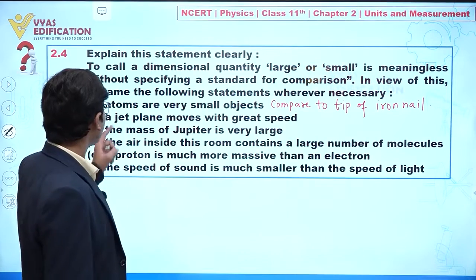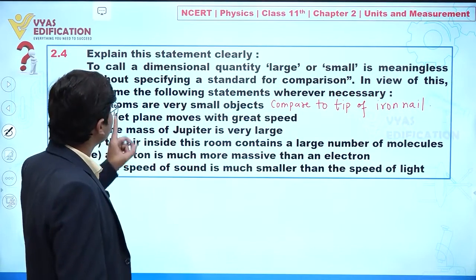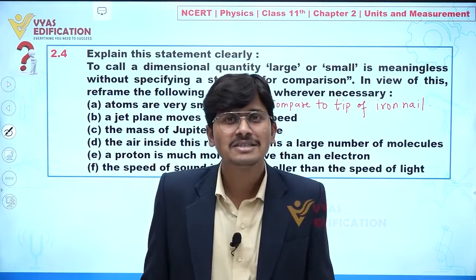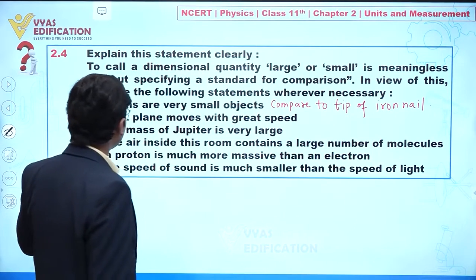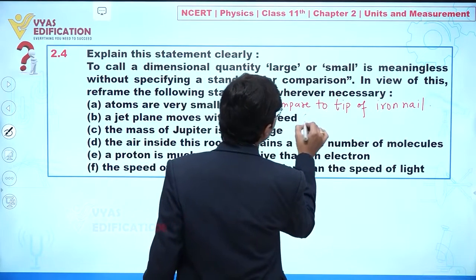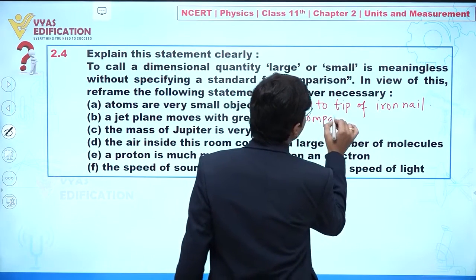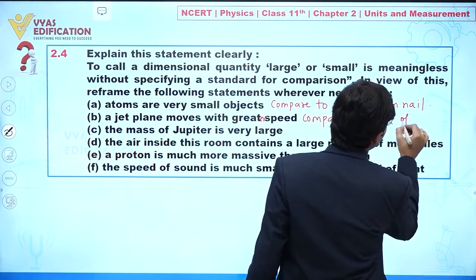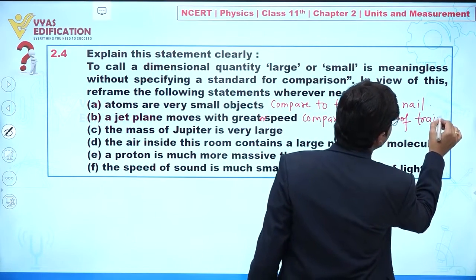Now part number B: a jet plane moves with great speed. Again this is an incomplete statement. We have to write it like this: a jet plane moves with greater speed compared to the speed of a train.